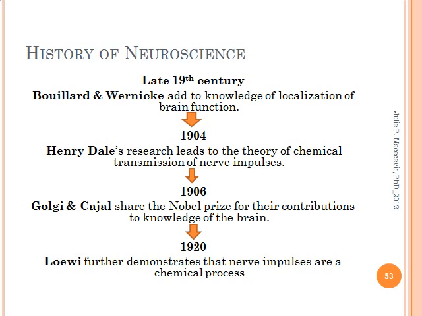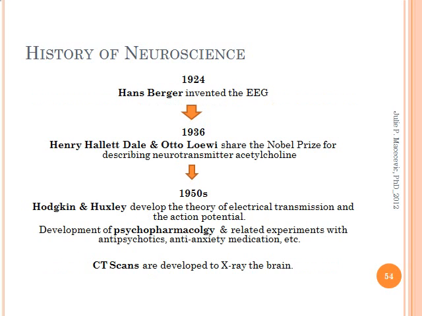Cajal was responsible for suggesting that axons send and dendrites receive nerve impulses. In 1920, Loewi further demonstrated that nerve impulses are a chemical rather than an electrical process. German physiologist and psychiatrist Hans Berger recorded the first human brainwaves in 1924. Expanding on work previously conducted on animals by others, Berger then invented the electroencephalogram, or EEG, an invention described as, quote, one of the most surprising, remarkable, and momentous developments in the history of clinical neurology.